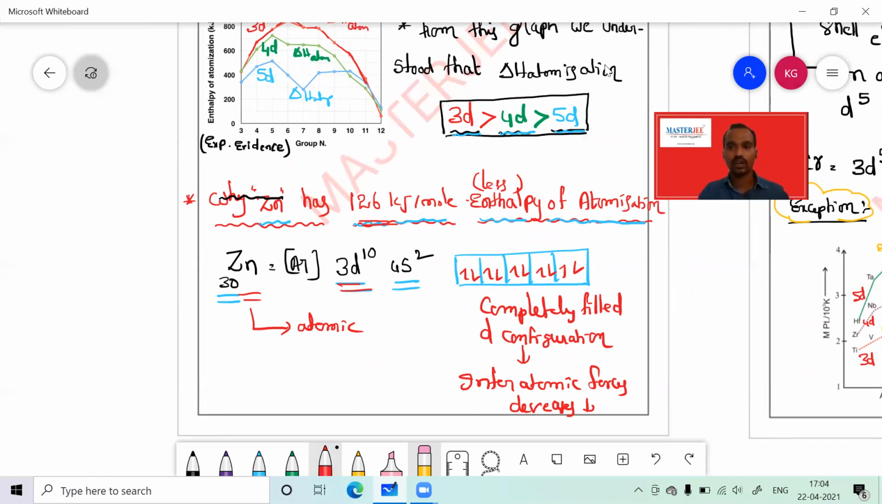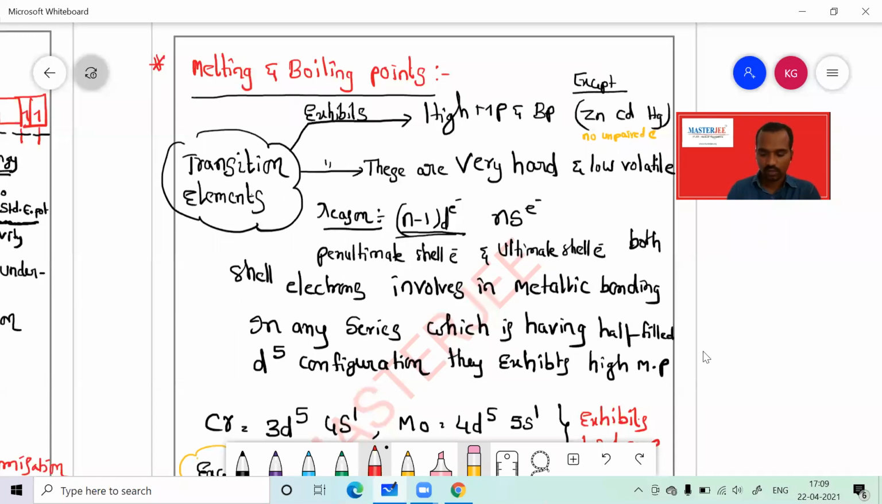Okay, next we have to discuss melting and boiling points. Transition elements exhibit high melting and boiling points. What is the reason? Due to the presence of a number of unpaired d electrons, interatomic forces increase. As a result, only by using a high amount of energy can we break those bonds, so they require high melting points and exhibit high boiling points.